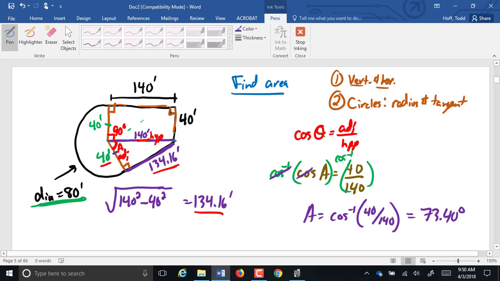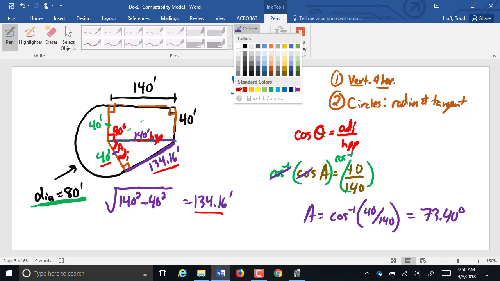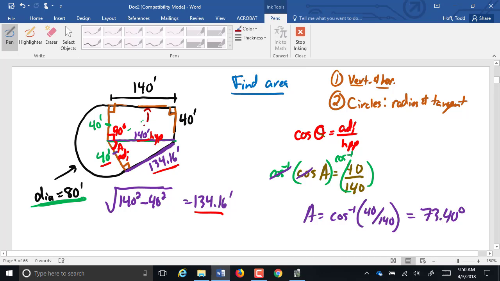Now we are prepared to find the area. To find the area, we've got three sections here. I'm going to do section 1 first. It's a rectangle. How do I find its area?